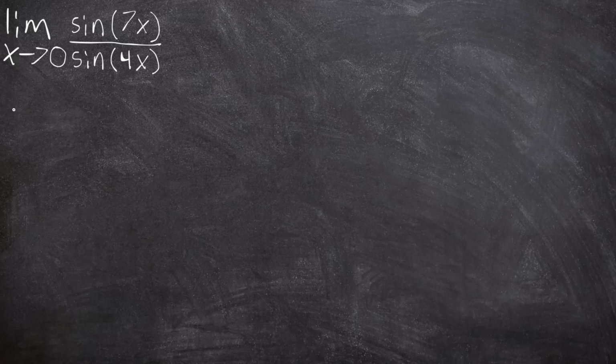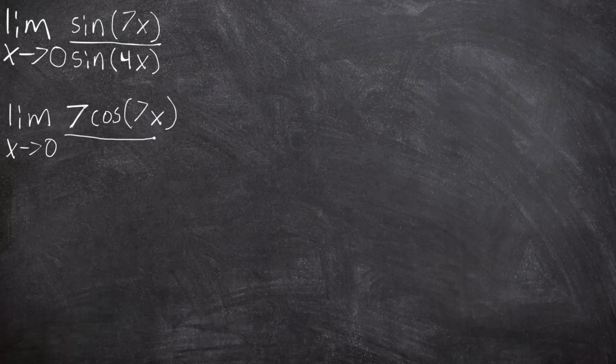Let's try working with trig functions now. Feel free to pause the video and attempt this yourself. Okay, so as always, we want to take the derivative of the numerator and the denominator, and this time we could apply the chain rule. Taking the derivative of the numerator, we get 7 cosine 7x over the derivative of the denominator, which is 4 cosine 4x.